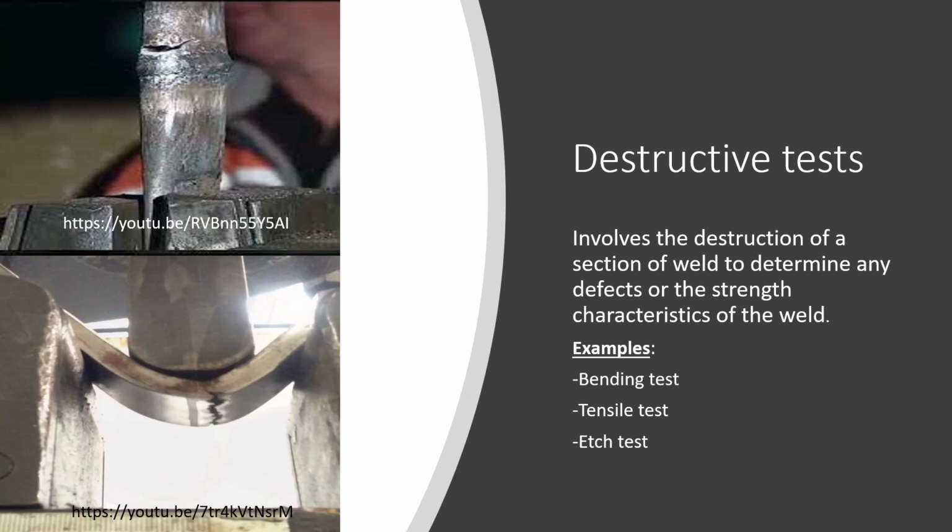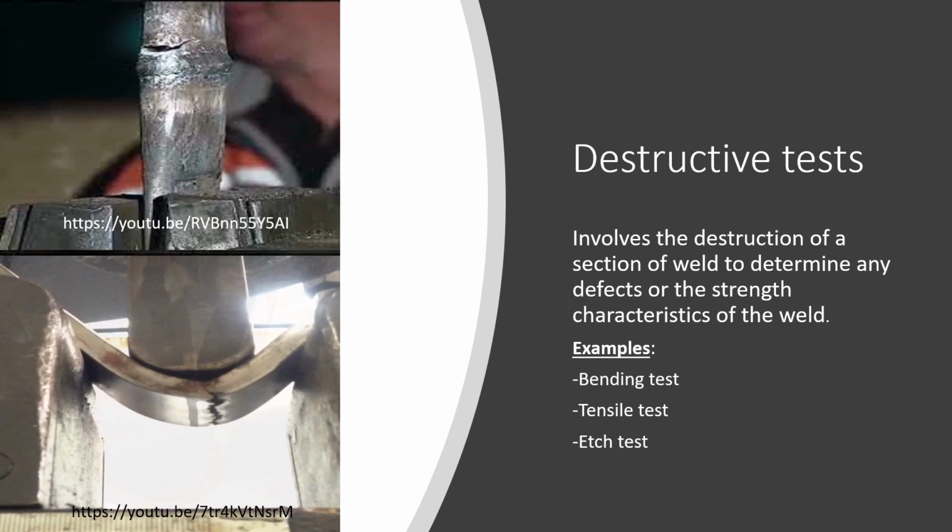Your most common example of a destructive test is your bending test, which is really simple. What you're looking for in this test is once the piece is bent, you don't want any cracks or blemishes in the surface of the weld. For a tensile test, what you're looking for is a crack to happen away from the weld. A crack in the weld would be a fail of the test.